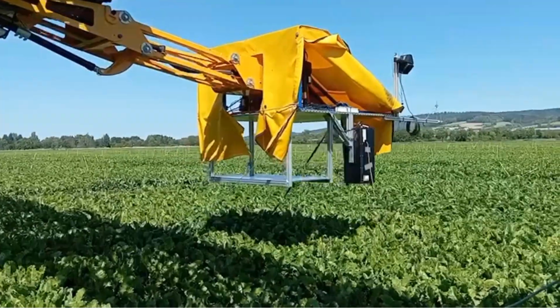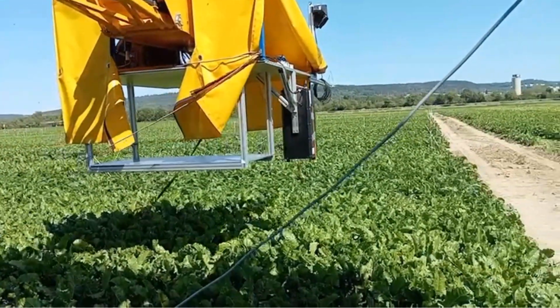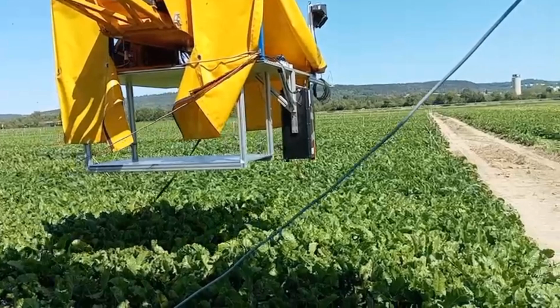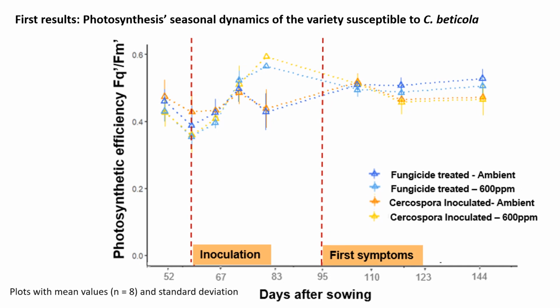One result of the sensor measurements we already extracted is the photosynthetic efficiency. During the second and the third month after sowing, the elevation of atmospheric CO2 concentration to 600 ppm increased the photosynthetic efficiency. Later in the season, this effect was not measured anymore. This drop occurred around the 8th of August when Cercospora leaf spot symptoms appeared.